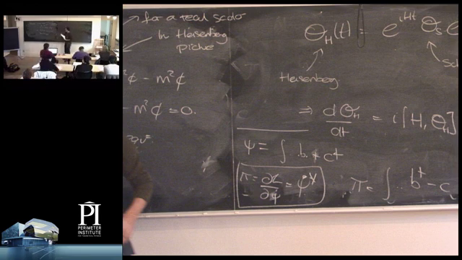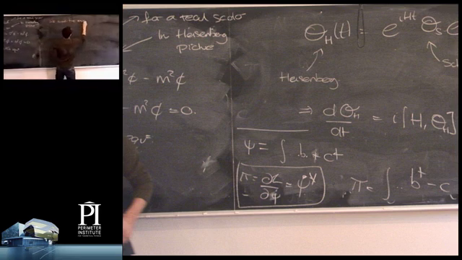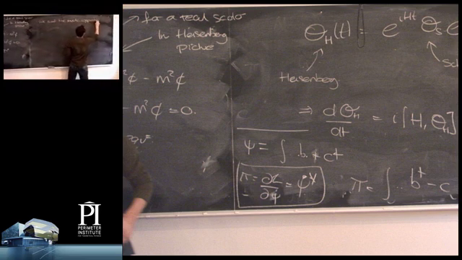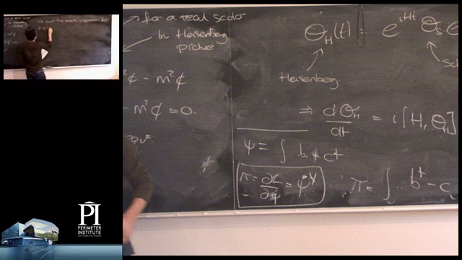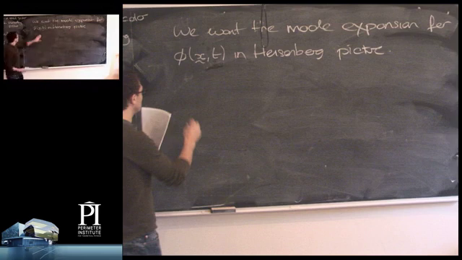Okay, so the next thing I'm going to do is write down the mode expansion for phi in the Heisenberg picture. So you want the mode expansion for phi of x comma t in the Heisenberg picture. So until now, until this board, phi was only a function of x, but now we're in the Heisenberg picture, it depends on x and t. What we need to do this is the following results.